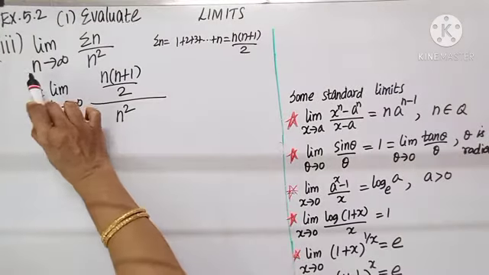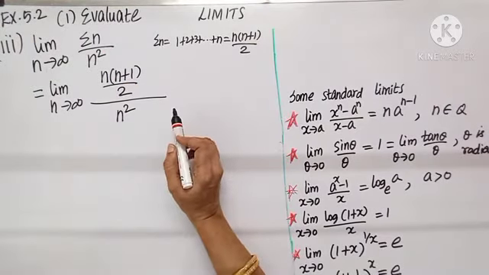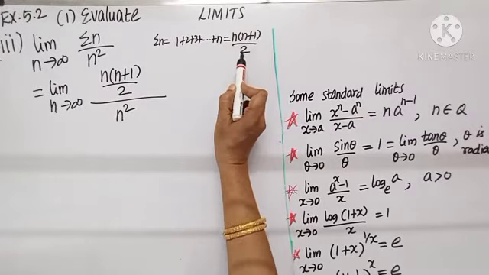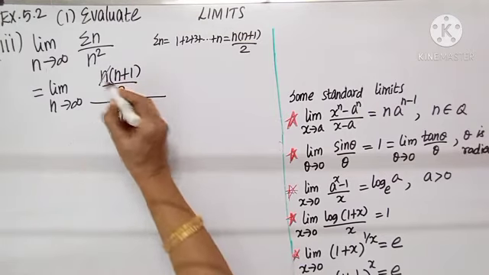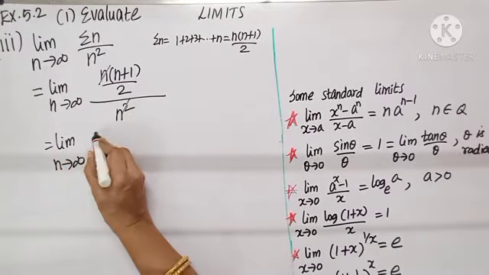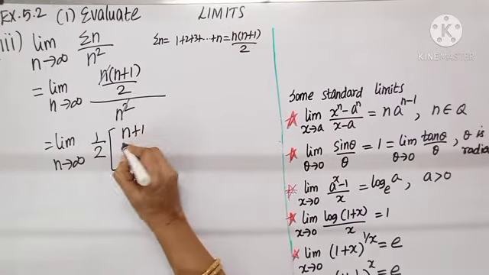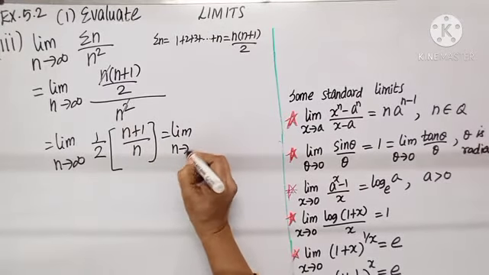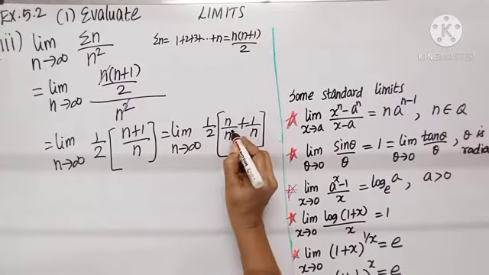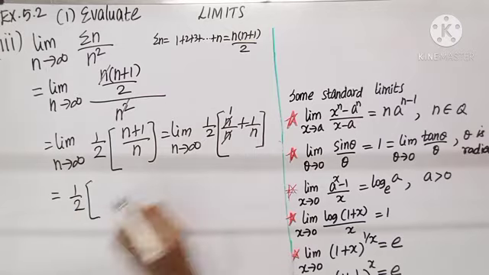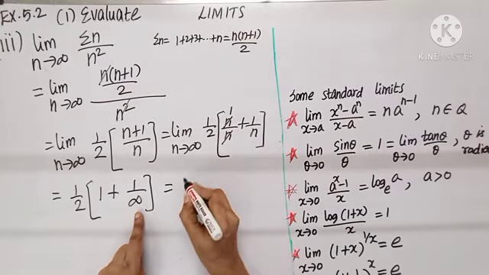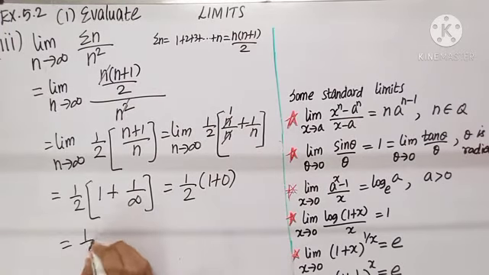Third subdivision, limit n tends to infinity, sigma n by n square. What is sigma n? It is 1 plus 2 plus 3 up to n. The formula is n into n plus 1 by 2, divided by n square. N and square get cancelled. We can write it as limit n tends to infinity, 1 by 2. I can keep separately, I am left with n plus 1 by n. That is limit n tends to infinity, 1 by 2 into n by n plus 1 by n. N cancels one time. Apply the limit. First term is 1. Second term 1 by infinity. Infinity in the denominator tells it is 0. So half into 1 plus 0. So the answer is half.